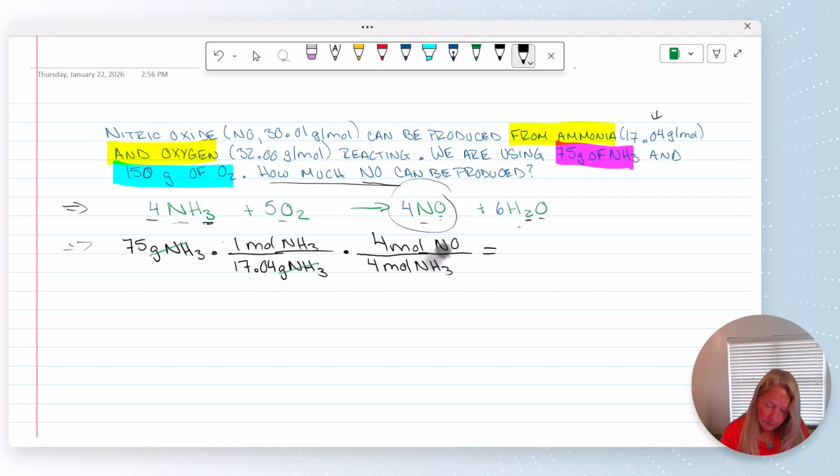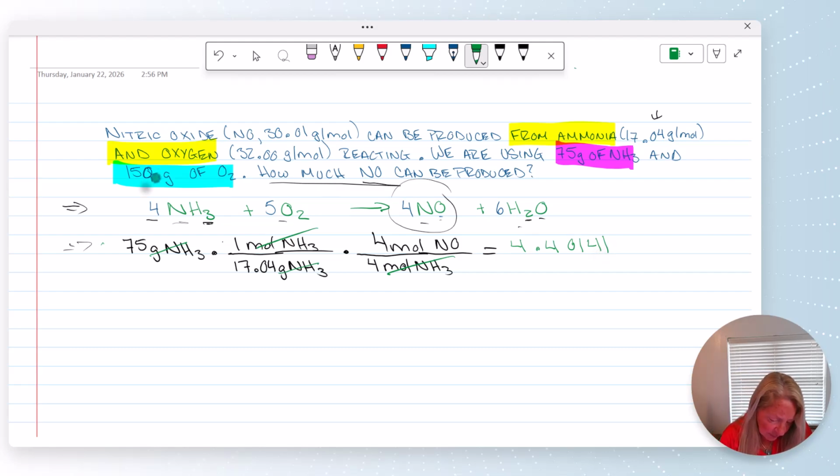Let's see, my mole ammonia will cancel out with mole ammonia. And my final answer is going to be in terms of nitric oxide. That 4 divided by 4 is going to become 1. So my math simplifies to this 75 on top divided by that 17.04 on the bottom. So 75 divided by 17.04. There we go. That's 4.40141. Let's talk sig figs.